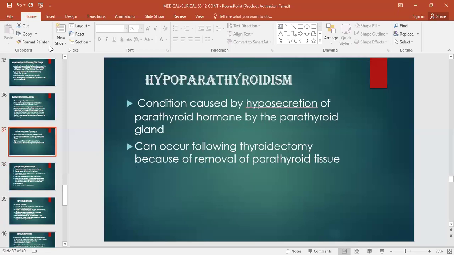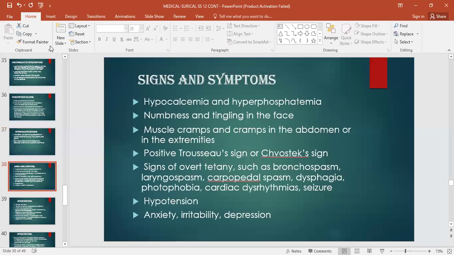Then what are the signs and symptoms that you can see when a patient has hypoparathyroidism? There will be hypocalcemia, because I told you that it is this parathyroid hormone that helps to increase the blood calcium level. So anytime we have a low level of calcium, there will be hypocalcemia. But unfortunately, the phosphate level will go up. So they are inversely related. When we have low blood calcium level, definitely the phosphate level is going to go up.